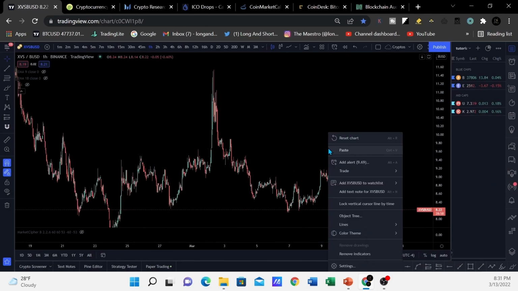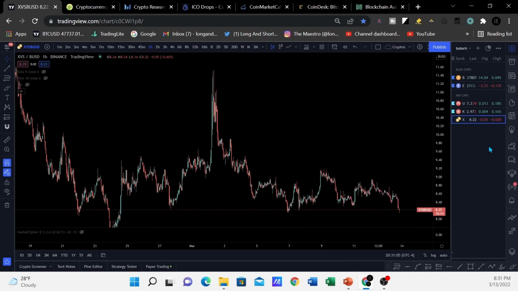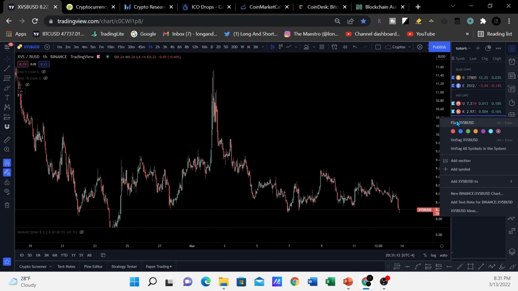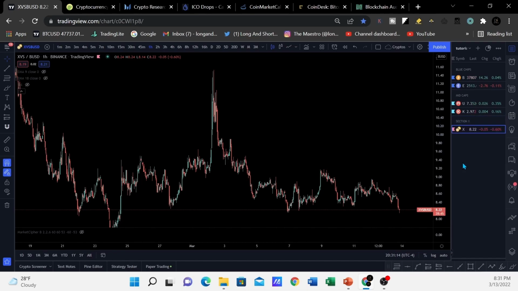And we'll go ahead and add this to the tutorial watch list. And again, this is a small cap, so we're going to label this. I like to label the small caps pink. And then from there, we just need to create that section again. And we're going to label this small caps.